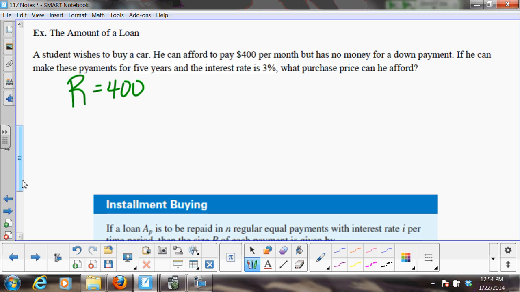But has no money for down payment. If he can make these payments, for 5 years, and the interest rate is 3%, what purchase price can he afford?